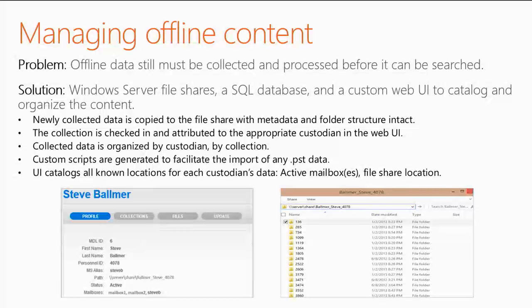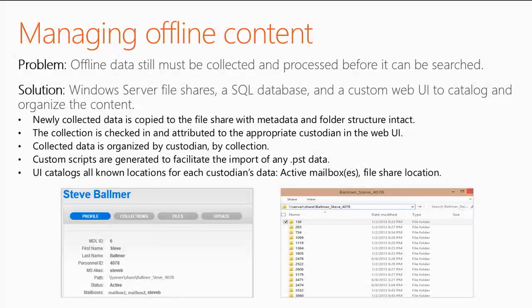All right, so managing the offline content, right? This is the part that is kind of an add-on aside from the rest of the stuff that's built in. We just have a bunch of those Windows Server file shares. We created a SQL database and a web front end to help us catalog the content that's there. So when content gets collected, a paralegal goes out and they get the data and they bring it back and they copy it to a file share, a staging share, and then check it into this web front end to attribute it to the proper custodian.